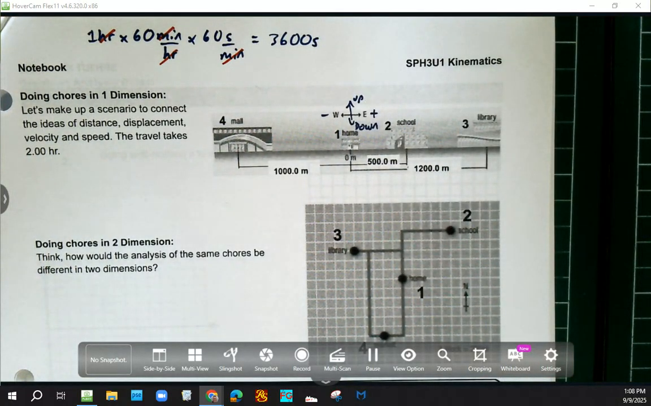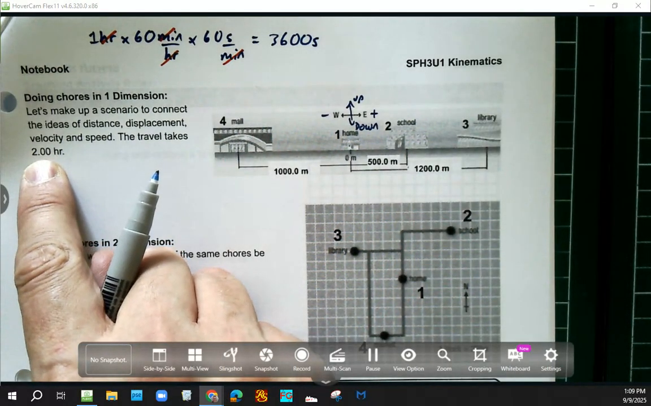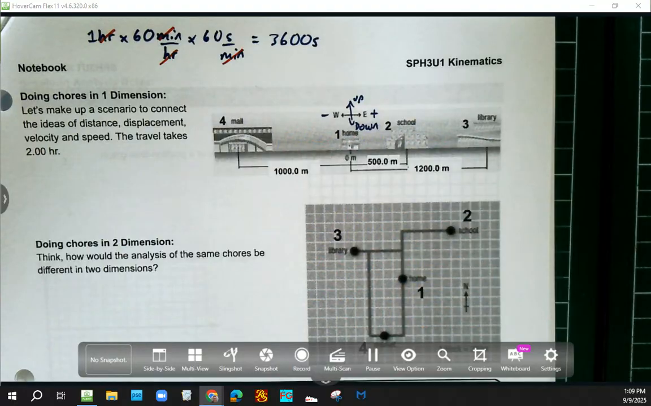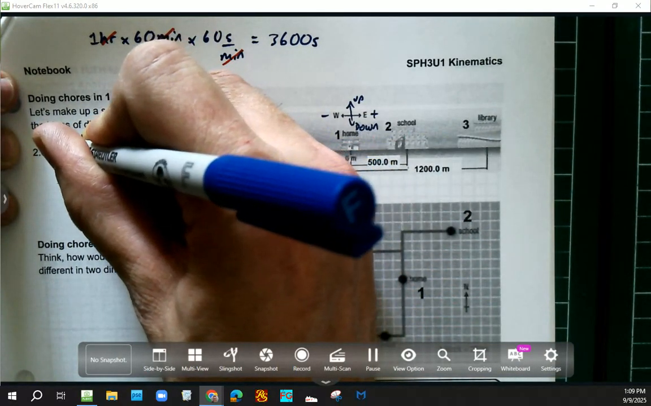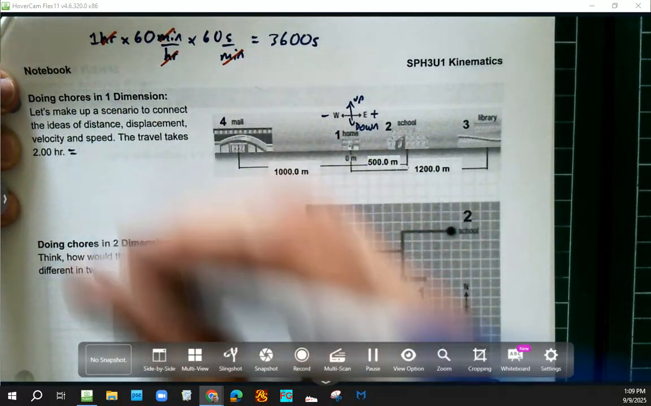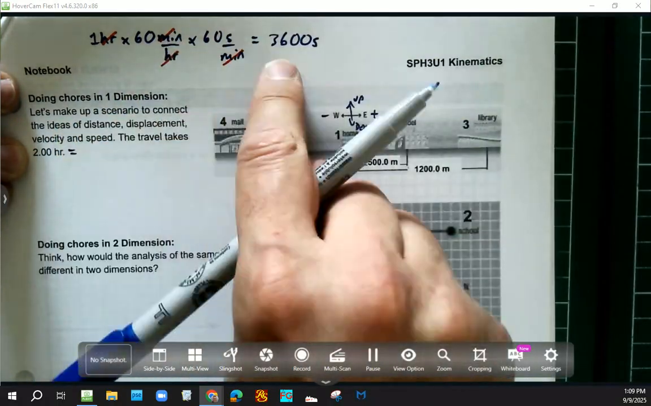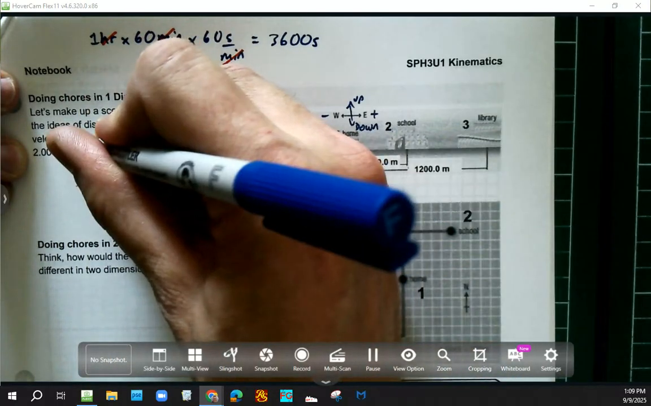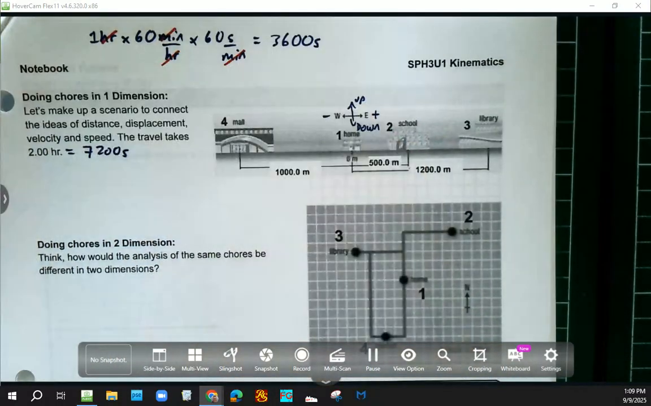Okay? Now the reason that's important is because down here, we're traveling for 2 hours. Okay? So this whole thing takes us 2 hours. And the person that said 7,200, I know what you're thinking. You've already done the math for us. We're saying that there's 2 hours here. And so 2 times the 3,600 is going to give us 7,200 seconds. All right?